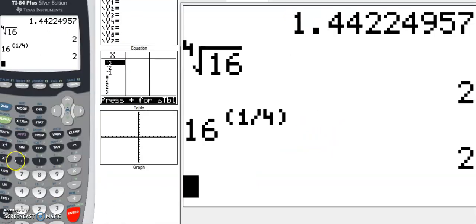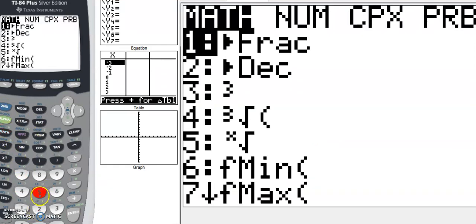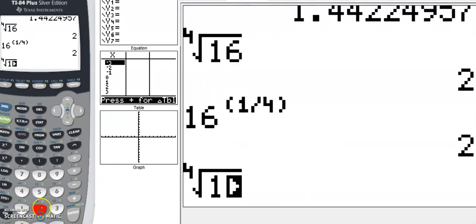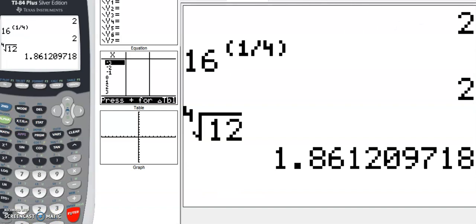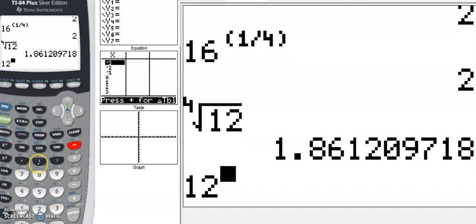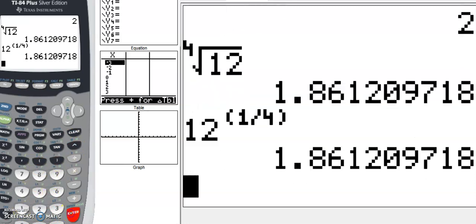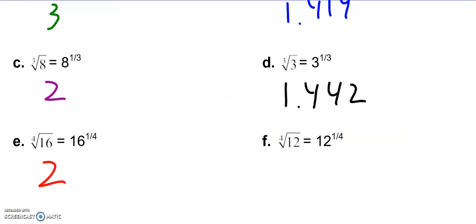Then we'll do the fourth root of 12 and 12 to the 1/4. So I do 4, math, the fifth choice down, 12, 1.861, and then 12 to the 1/4, 1.861.